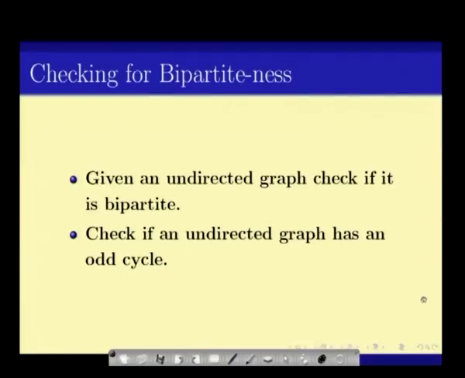So, let us try to understand how we can solve this problem. Testing bipartiteness is a very important concept. Bipartiteness gives such a nice structure to graph theory that many algorithms work for bipartite graphs and not for other graphs. We might see some more interesting applications of bipartiteness later, but it is a very important concept in graph theory. In other words, given an undirected graph, checking if it is bipartite is the same as checking if it has an odd cycle.